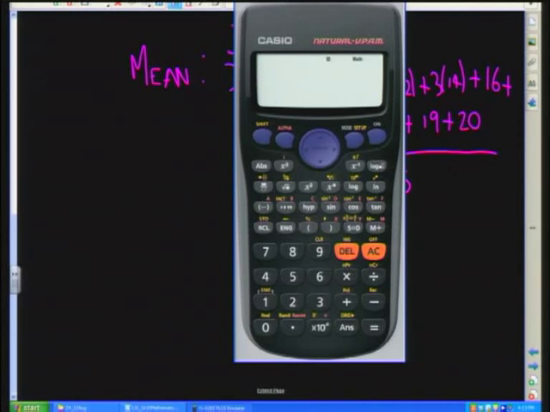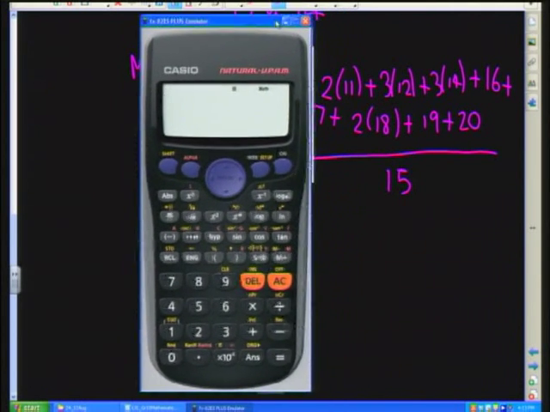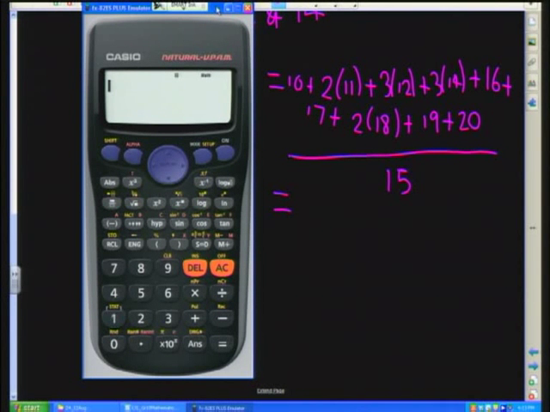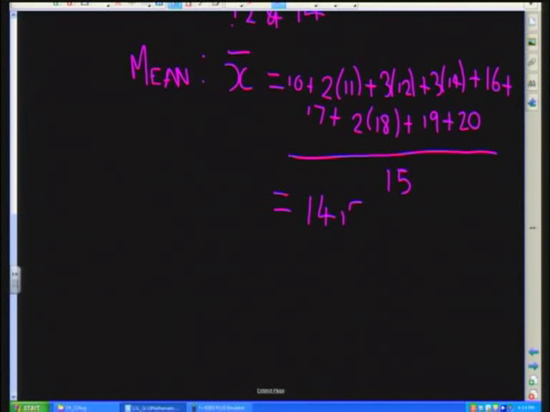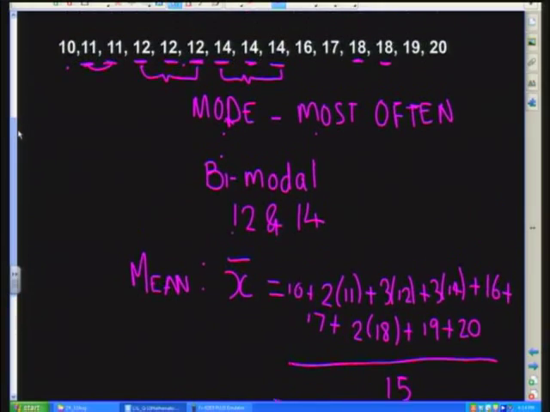It's a way that you can work out if you're doing quite well or not too well in your test: compare your mark to the average. So let's do that. We've got 10 plus 2 times 11 plus 3 times 12 plus 3 times 14 plus 16 plus 17 plus 2 lots of 18 plus 19 and then plus 20. We get that total value, we divide that by 15, and we see that our average is 14,5. So 14.5 was the average mark for that test. Obviously, if you did better than 14.5, you were above average in this test.